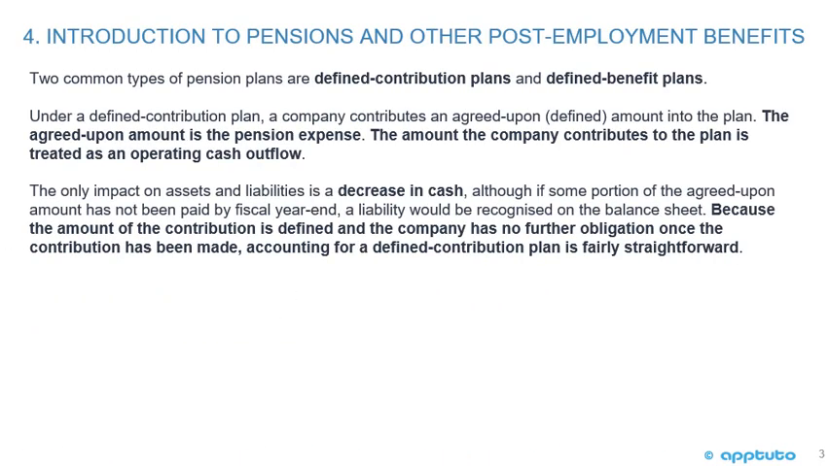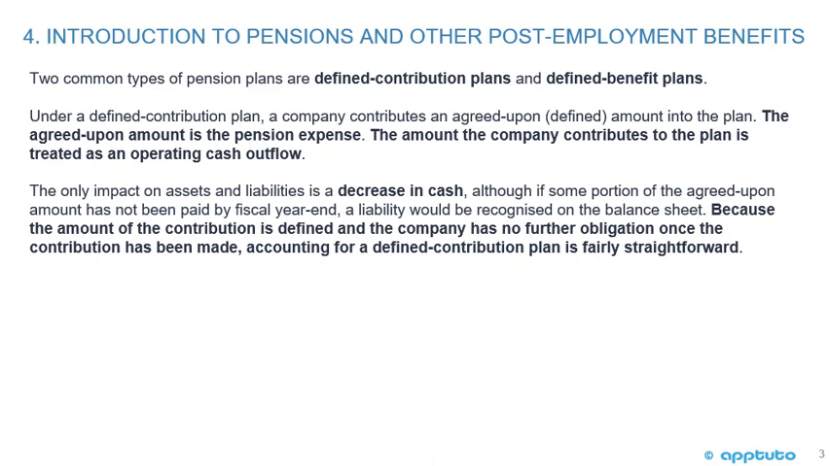So as the previous slide indicated, the two common types of pension plans are defined contribution plans and defined benefit plans. Under a defined contribution plan, a company contributes an agreed-upon defined amount into the plan. The agreed-upon amount is the pension expense. The amount the company contributes to the plan is treated as an operating cash outflow. The only impact on assets and liabilities is a decrease in cash, although if some portion of the agreed-upon amount has not been paid by fiscal year end, a liability would be recognized on the balance sheet.